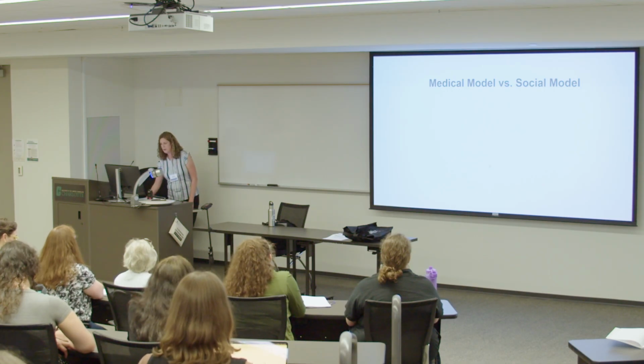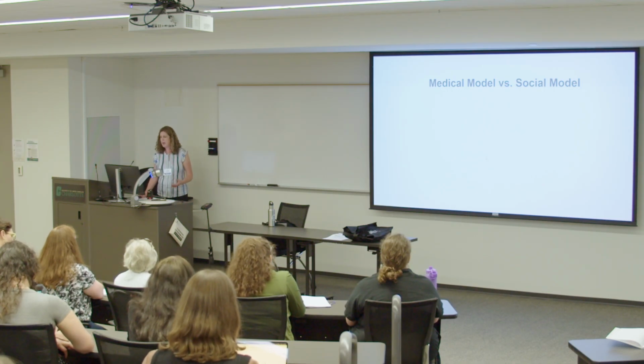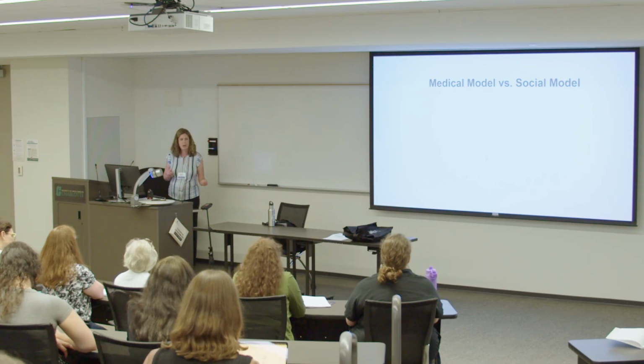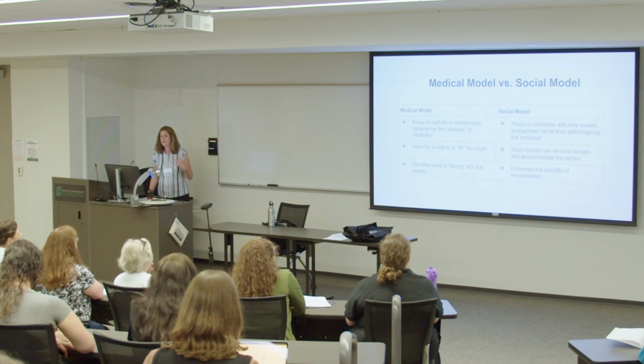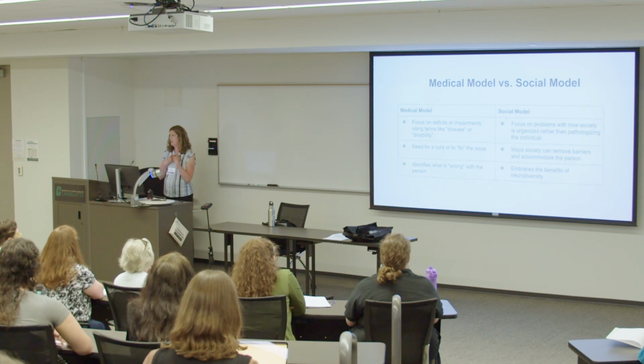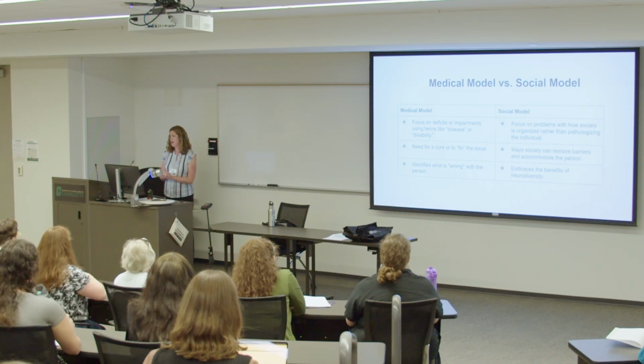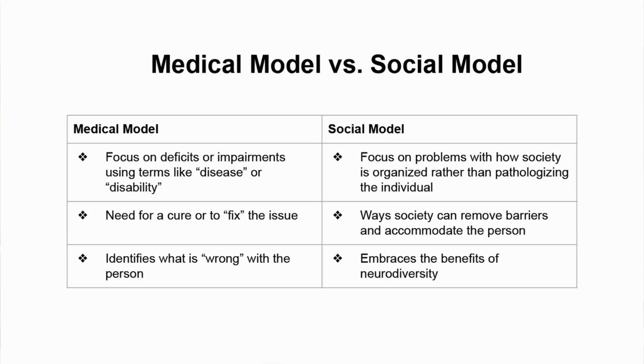When we're talking about neurodiversity, we're really looking at a medical model versus a social model. It's a way of perceiving neurodiversity, and there are two different perspectives. The medical model, which is where I came from being trained as a clinical psychologist, involves doing an assessment, trying to figure out what the deficits and impairments are, using terms like disease or disorder, wanting to cure or fix whatever that is, and focusing more on what is wrong with the person.